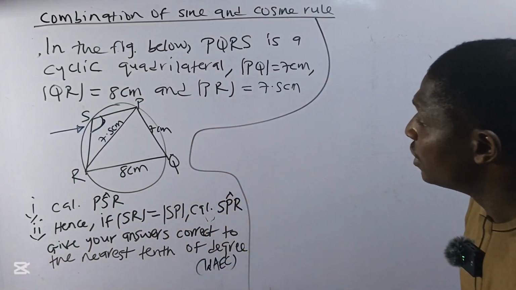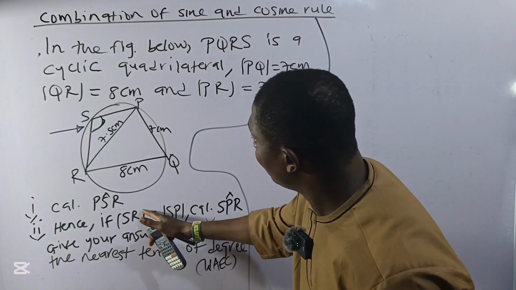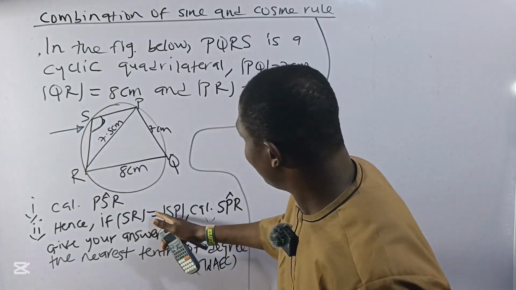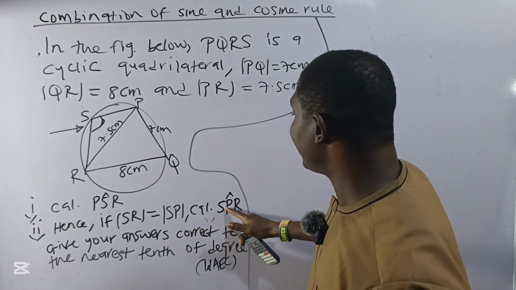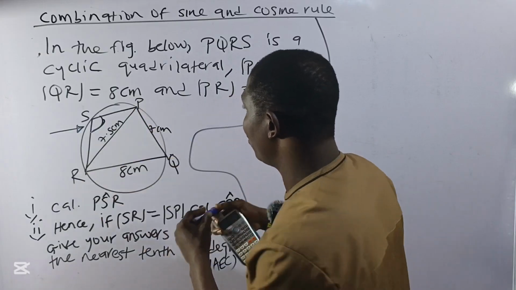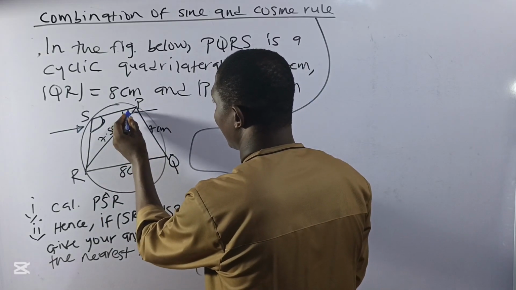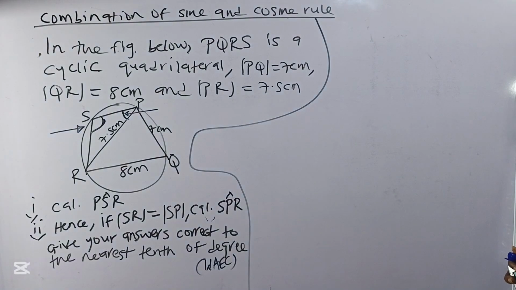That's first. Secondly, it said if SR is equal to SP, that distance, then calculate SPR. Where is my SPR? So I'm also looking for this angle. So let's see how we can do that.